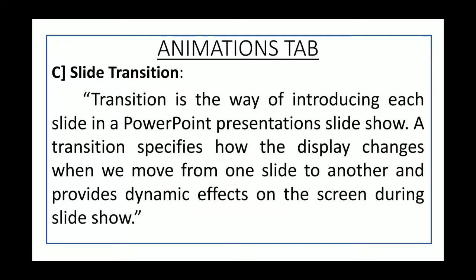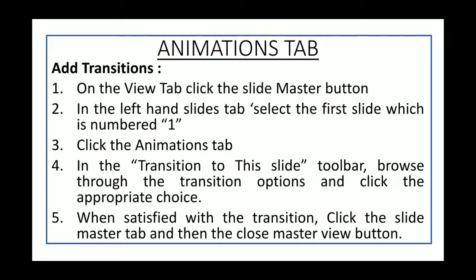How to add transitions? There are steps to add transitions. On the view tab, click the slide master button. We will discuss again in the view tab the same options here. There will be a view tab on the PowerPoint presentation. In that you have to select the slide master button. Next, in the left hand side tab, select the first slide, which is numbered 1.